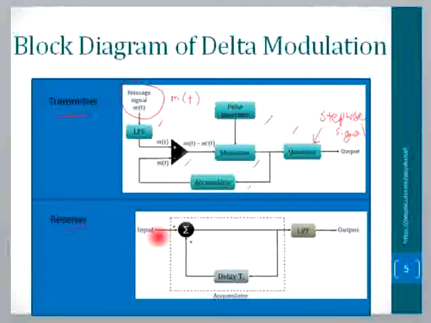For example, if the binary is 0, the step is decreased. If the binary is 1, it generates an increasing signal. And then the output of the accumulator is provided to the low pass filter to smooth the staircase signal in order to generate the original signal.